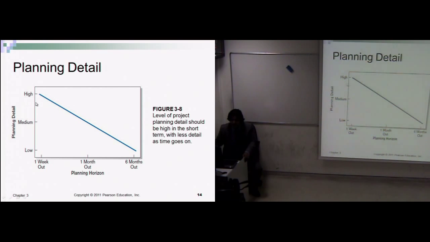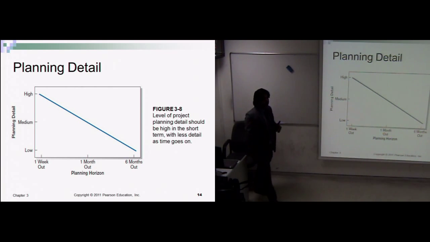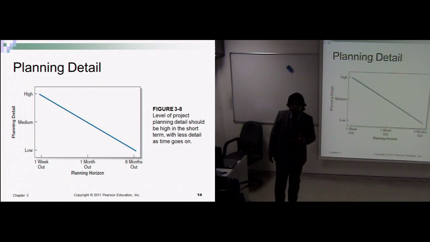right? And we can see here that after the project was started, right after the 1 week, the planning details are very high. But with the passage of time, what is happening? Planning details are coming down and down, lower. So after 6 months, it is quite low at the low level. Why is it so?